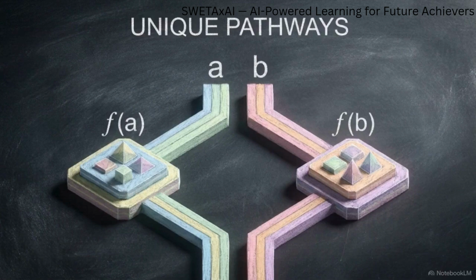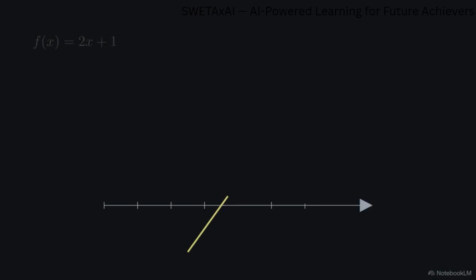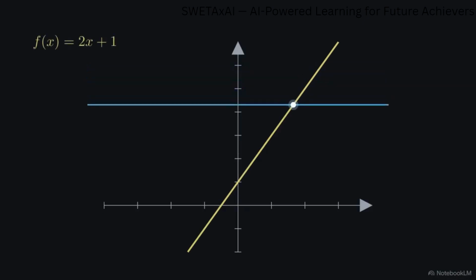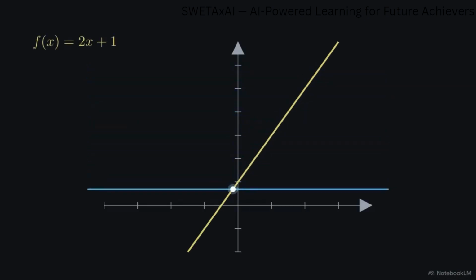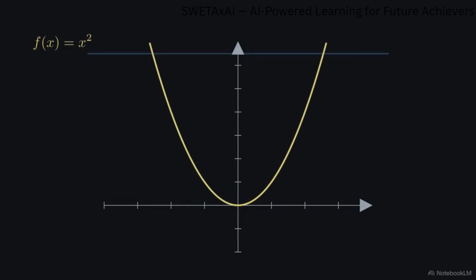A function is injective, or 1-1, if distinct inputs guarantee distinct outputs. If f(a) equals f(b), then input a must mathematically equal input b. Plotting the linear function f(x) equals 2x plus 1, we sweep a horizontal line down the graph to test injectivity. Intersecting only once means unique outputs.